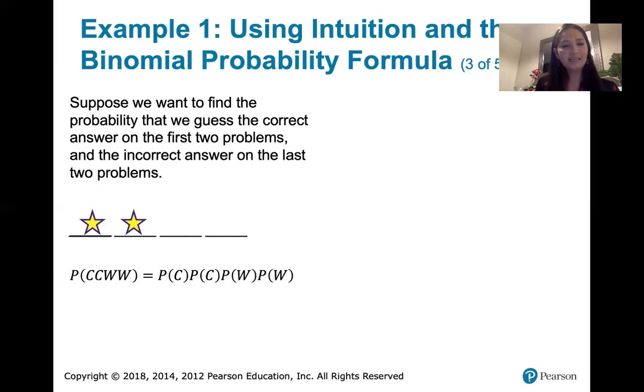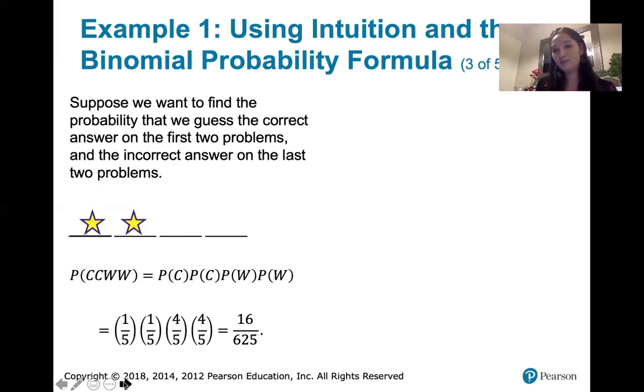You find the probability that that first answer is correct, and you multiply by the probability that the second answer is correct, and then you multiply by the probability that the next answer is wrong, and then you multiply by the probability that the last answer is wrong. So what you get is 1/5 times 1/5, because you have a 1 in 5 chance of being correct if you've got 5 answers and only 1 of them is correct and you're guessing. And then you've got a 4 in 5 chance of being wrong. If you multiply all of those together, you're going to get 16 out of 625.